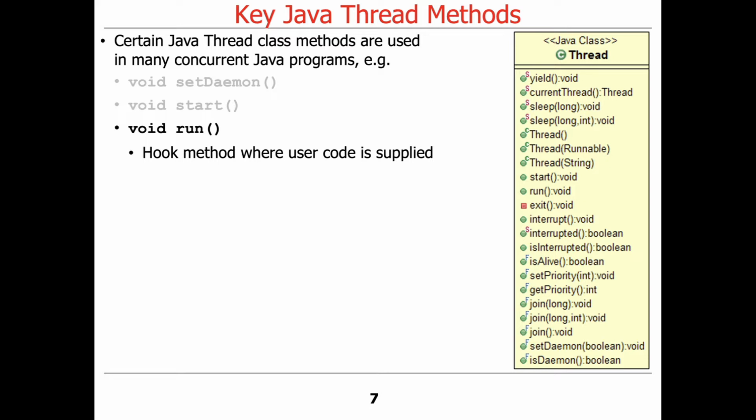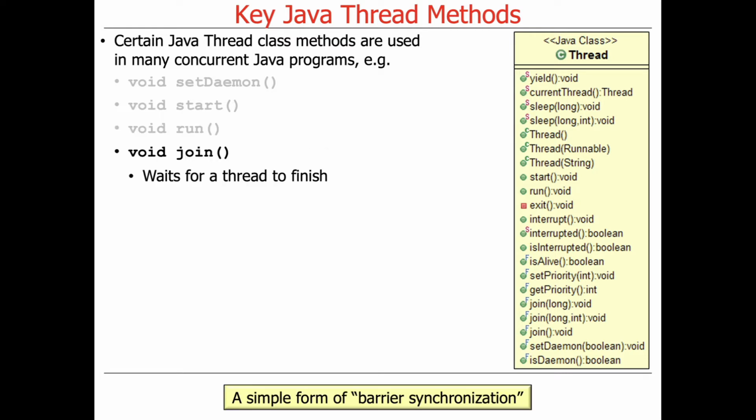The next question is, what's the run method? It's a hook method where user code is supplied. A hook method just means a virtual method that's called back by a framework. So the thread framework, that's part of the Java class library, will automatically ensure that the run hook method is called back. That's where you put your business logic, your user-specific code.